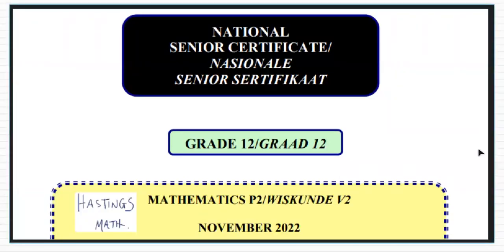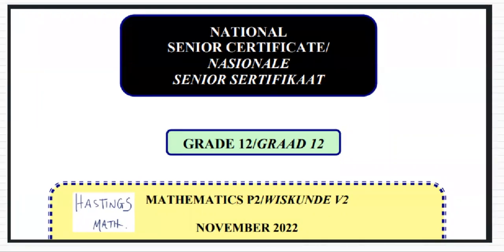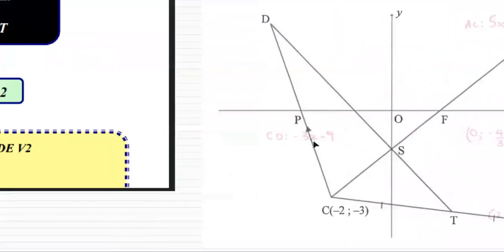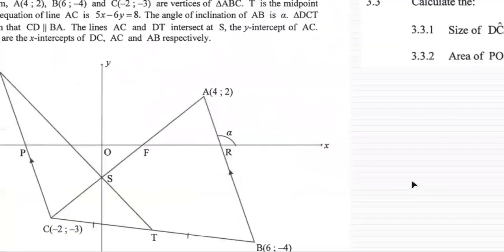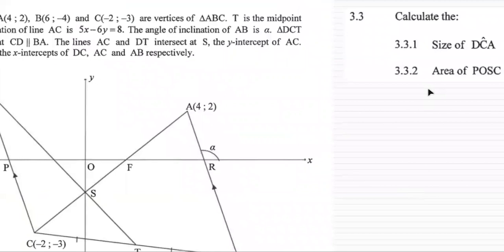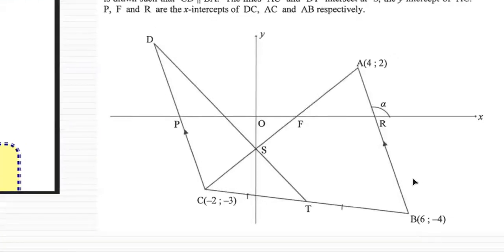This is the November 2022 Mathematics Paper 2 for the CAPS NSC, grade 12. We're doing question 3.3 in this video. So question 3.3 says, calculate the size of angle DCA. Angle DCA.